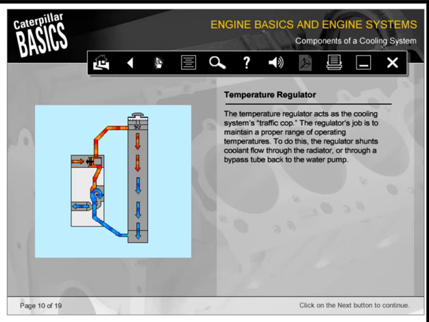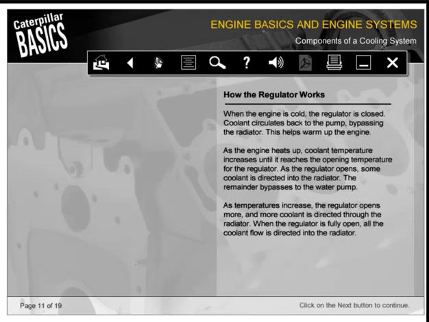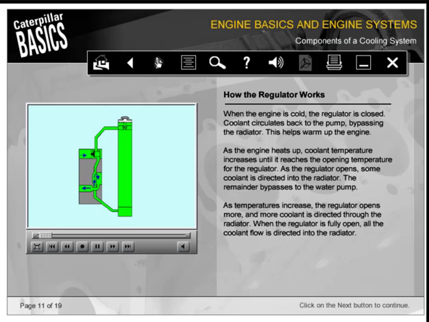To do this, the regulator shunts coolant flow through the radiator or through a bypass tube back to the water pump. When the engine is cold, the regulator is closed. Coolant circulates back to the pump, bypassing the radiator. This helps warm up the engine. As the engine heats up, coolant temperature increases until it reaches the opening temperature for the regulator. As the regulator opens, some coolant is directed into the radiator. The remainder bypasses to the water pump.